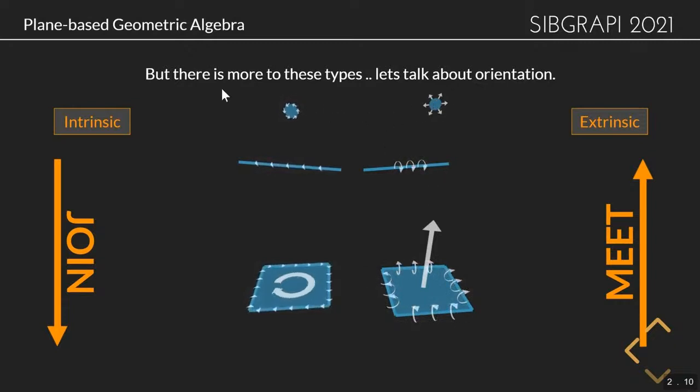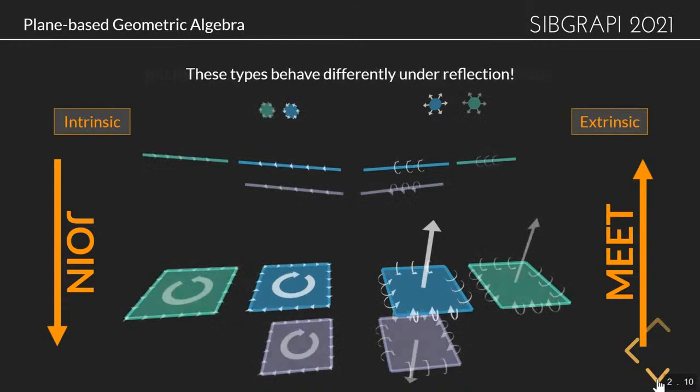For points, they're a bit degenerate. The situation is a bit different. You're always on the outside, and you have these two types of spin that make up the intrinsic rotation. Now, why is this so important that you distinguish these two types of orientation? Well, when you reflect them, they behave differently.